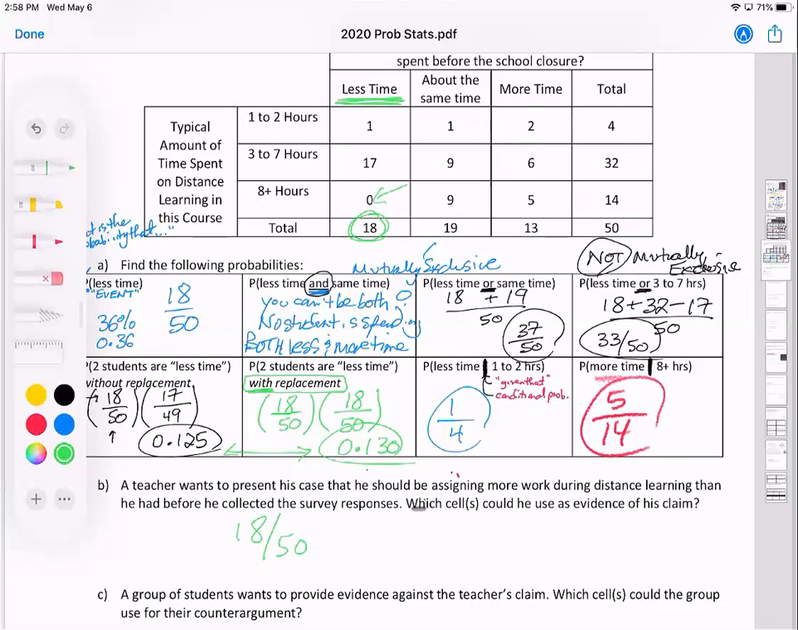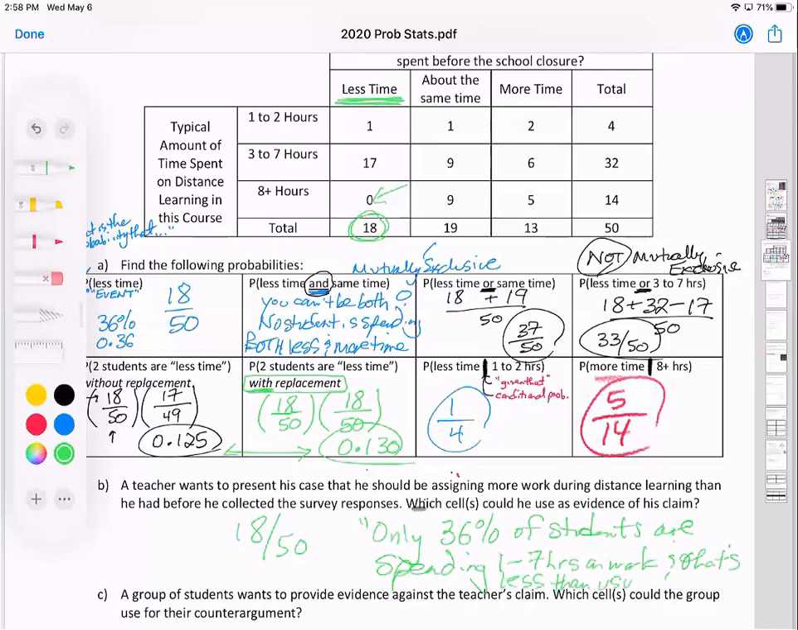So maybe I could argue, dear Mr. Moen, only 36% of students are spending 1 to 7 hours on work. And that's less than usual. So I should assign more work. Seems like a big chunk of students, 18 out of 50.